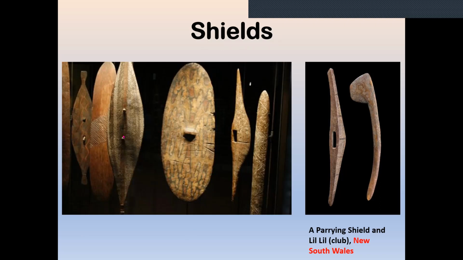Here are the shields, rather. They had little handles you could hold them by. And these were parrying shields. The handle there. And then this one's called a little club. Very nasty. But also notice the lovely designs on them.